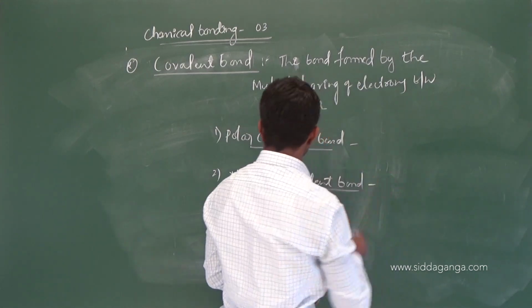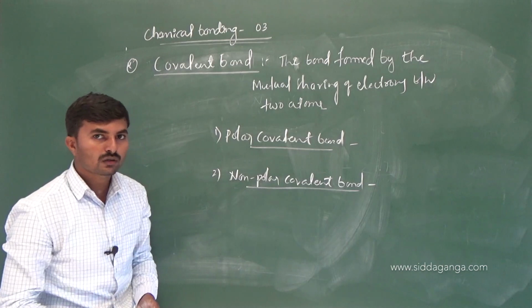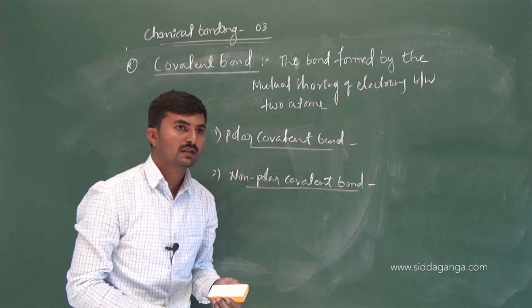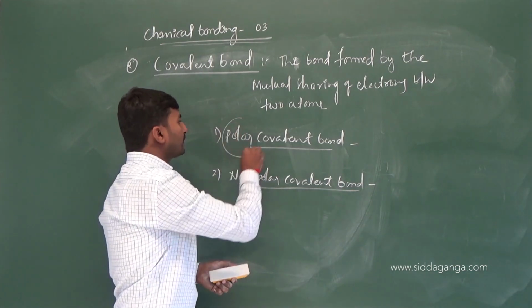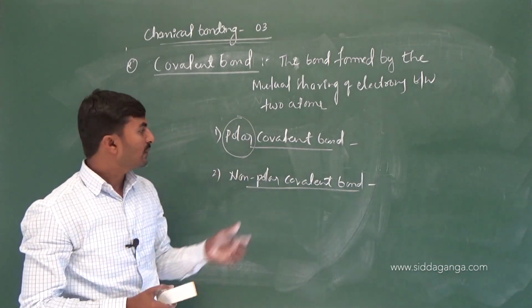Here, what is meant by these two? Polar covalent bond, non-polar covalent bond. ಏನು ನಾವು ಹೇಳಿದ್ವಿ, the bond is formed in between the two non-metals, ಅಂತಂದರೆ what is the significance of this? Polar ಅಂದರೆ there is a generation of charges ಇರಬೇಕು.